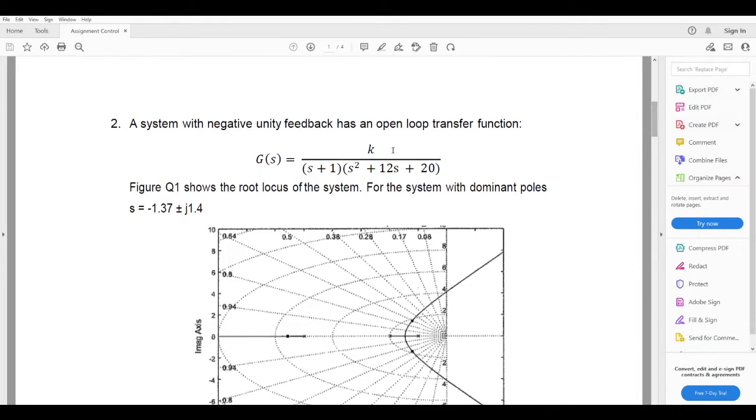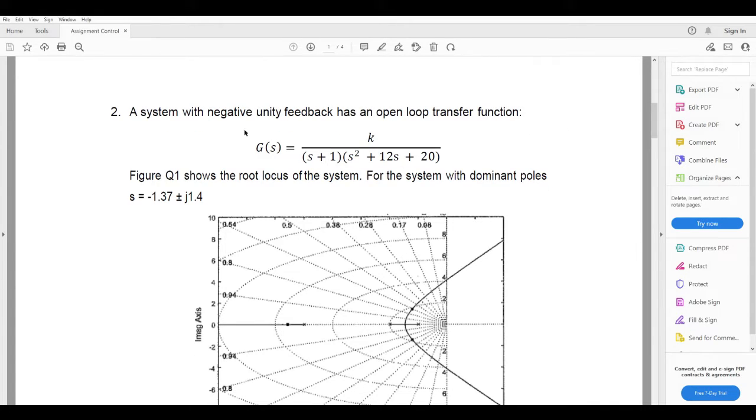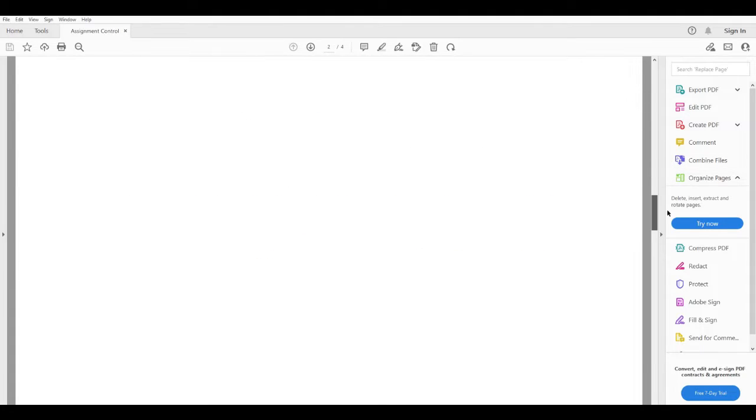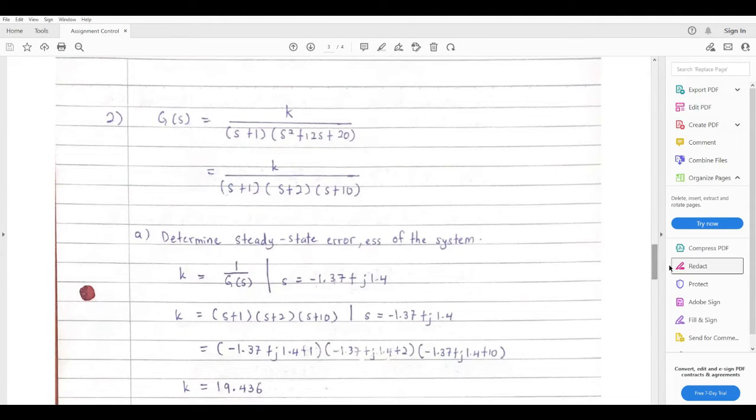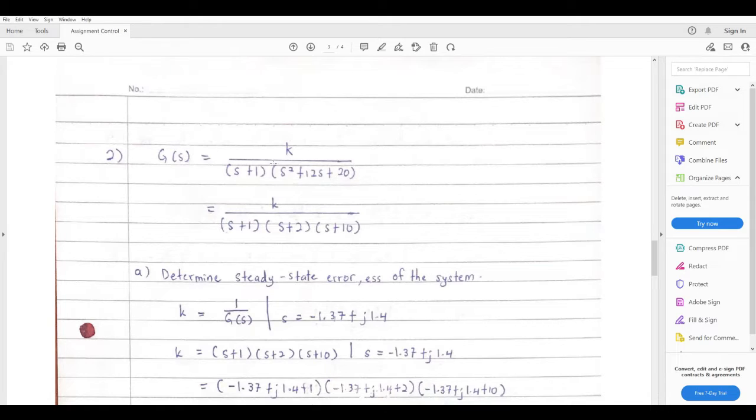Okay, today I will explain about the second question. Okay, for this question, second question is determine the steady state error of the system. Okay, so this is our transfer function. So first we need to factorize the transfer function. So we can get like this. We will get k over s plus 1 bracket s plus 2 bracket s plus 10.